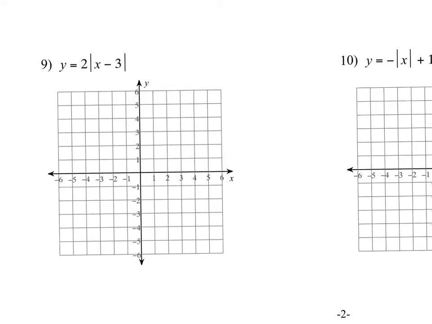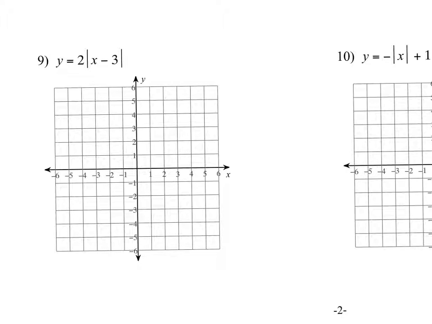All right, question 9. Start with the vertex again. On the inside, it's the opposite, so that's +3. There is nothing on the outside, so that's just going to be 0. So my vertex point is going to be at 3, 0.